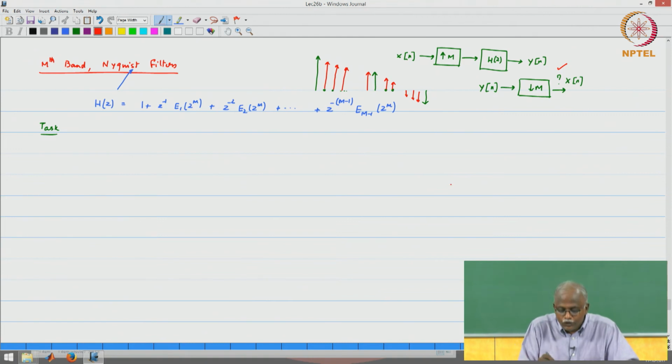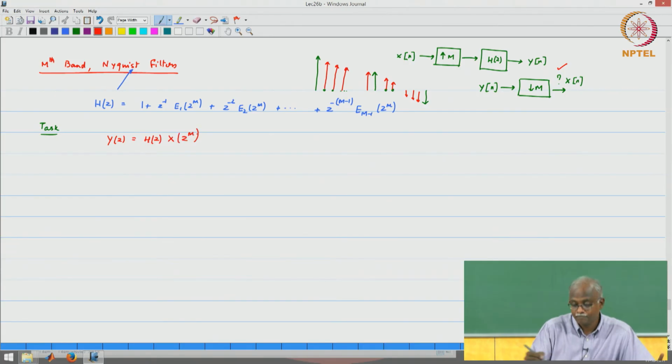Now, what you know from intuition and graphical verification, can you show it? Can you show that Y of z is equal to H of z times X of z power M, right? That is the equation that is left for us. Can you show that y of Mn is equal to x of n?